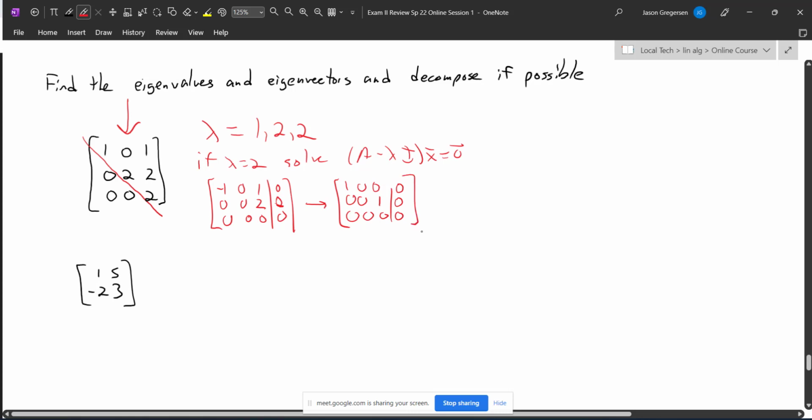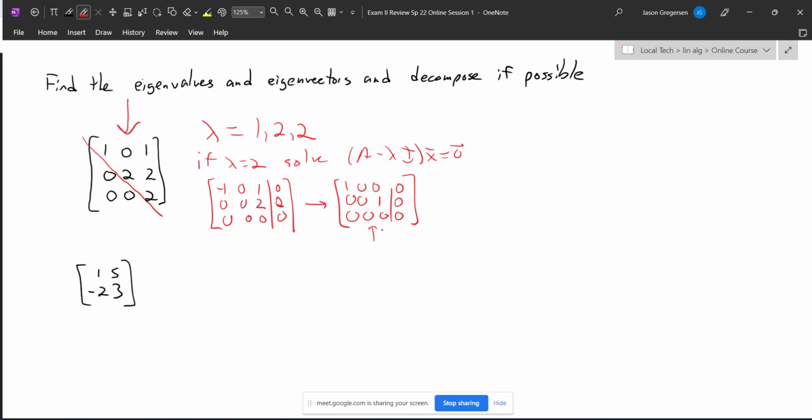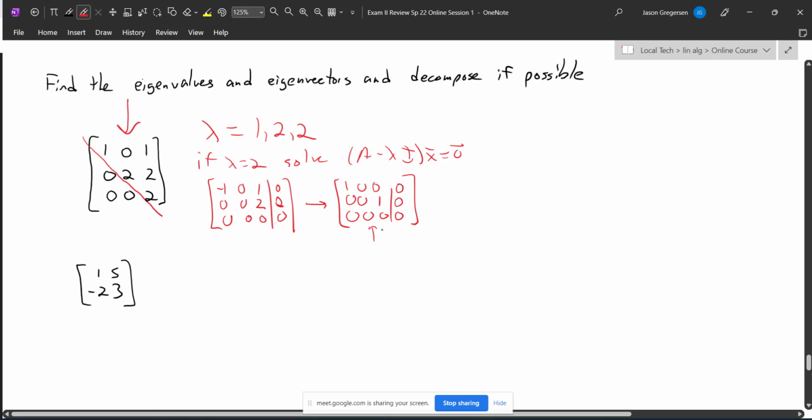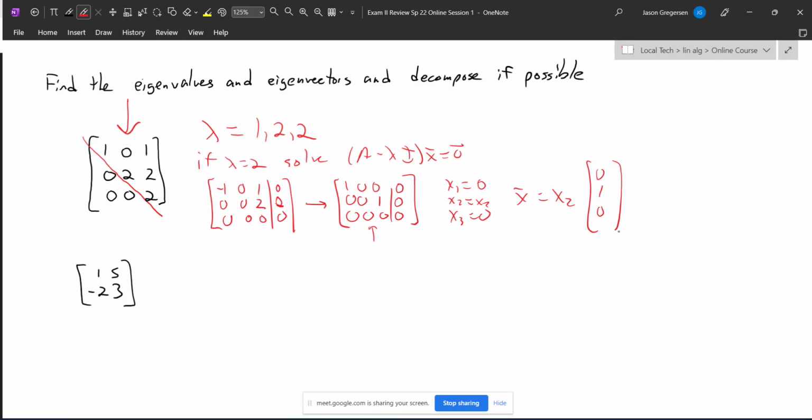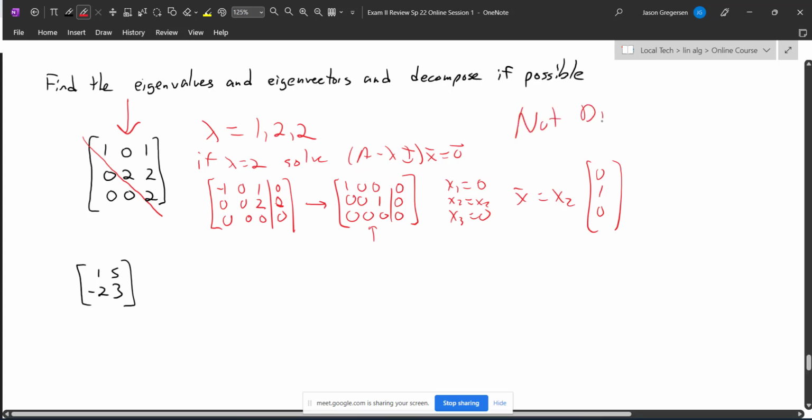Now here, I see there's only going to be one free variable, which means I'm only going to have one vector in my basis here. I'm going to get one eigenvector. So in this case, it's not going to be diagonalizable. To show that in more detail, I could write out the actual equations and find the eigenvector. I would have x1 is equal to 0, x3 is equal to 0, and x2 is a free variable. So in parametric vector form, my eigenvector is just 0, 1, 0. So I'll get one eigenvector from the eigenvalue 1, but I only get one eigenvector from lambda equals 2, which means I won't have enough eigenvectors to form a square matrix P. So in this case, it is not diagonalizable.